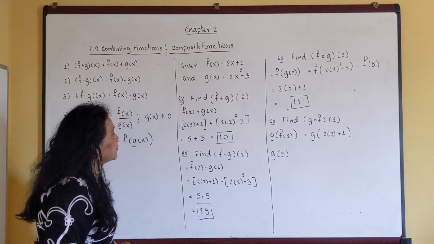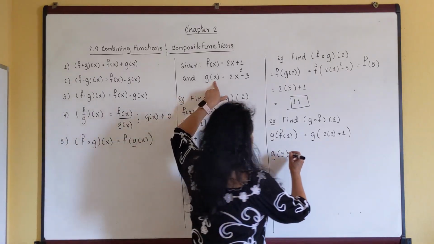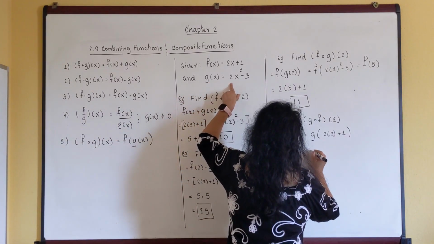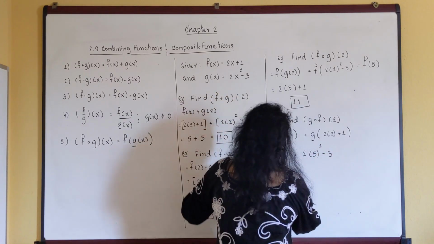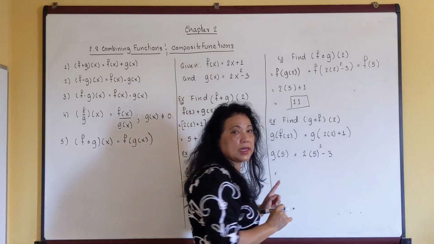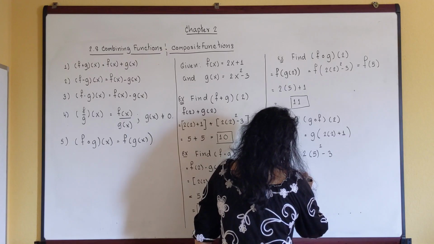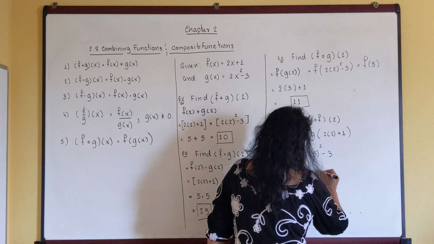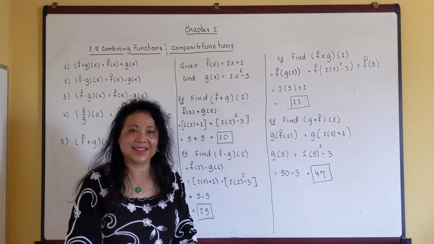Now I only have the g function. I'm going here, replace x by 5. I'm going to have 2 times 5 squared minus 3. 5 squared is 25. 2 times 25 is 50. 50 minus 3 is 47. All right, let's look at the next section.